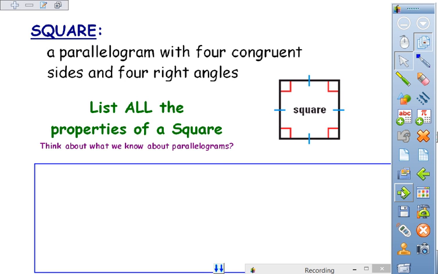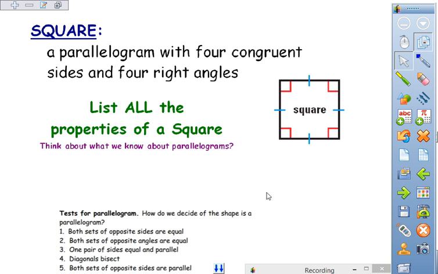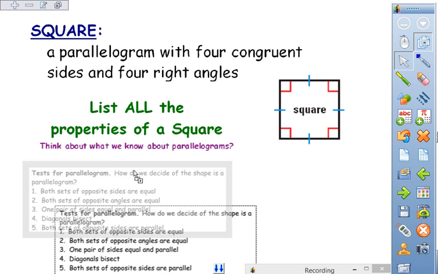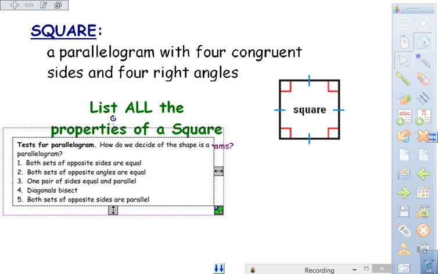A square is a parallelogram with 4 congruent sides and 4 right angles. So the two new stipulations are it has to have 4 right angles and 4 congruent sides. And also, all the things for a parallelogram have to be true.